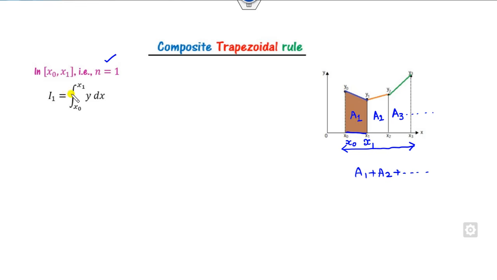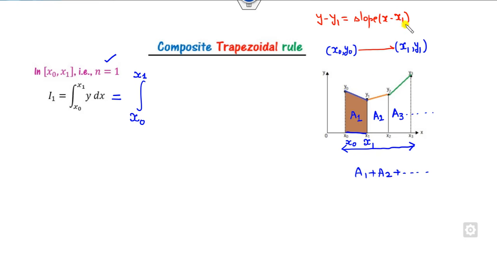Then your target is to find here. How can you find it? The first method is to calculate the value of y. This coordinate is my x0, y0, and this coordinate is my x1, y1. Can you find the equation between them? You can simply write y minus y1 equals slope times x minus x1, fine. So I can find the value of y and substitute here.